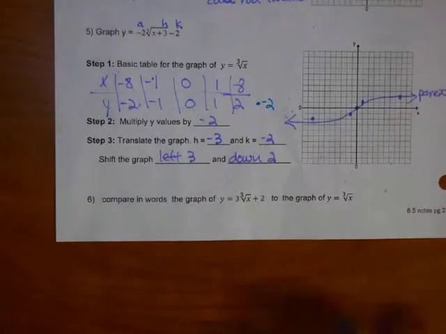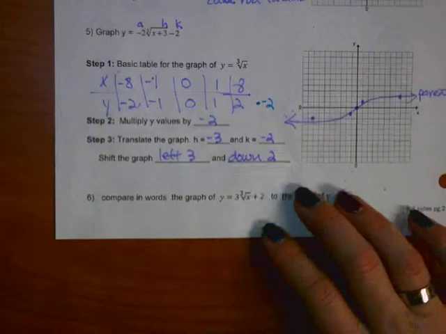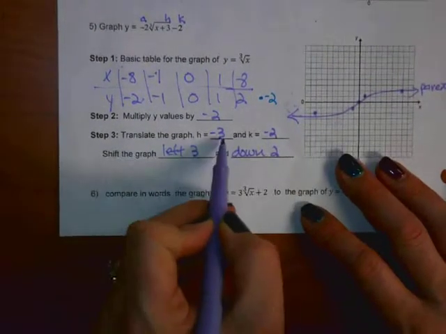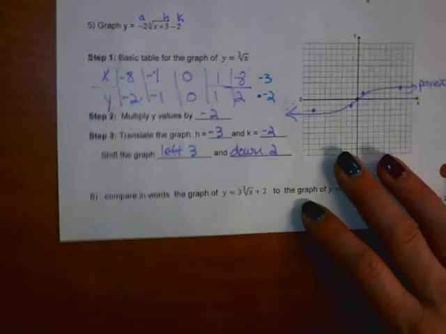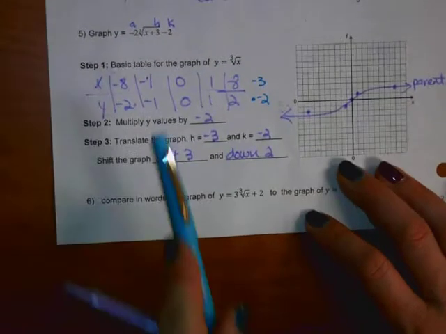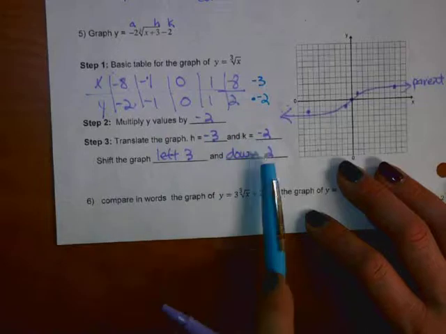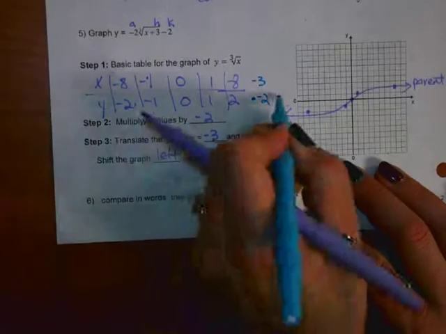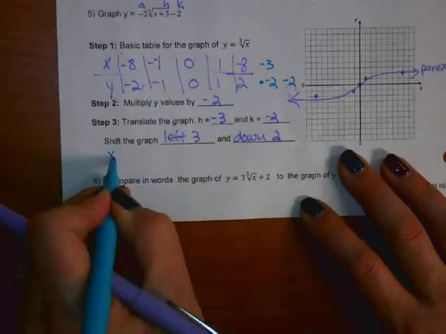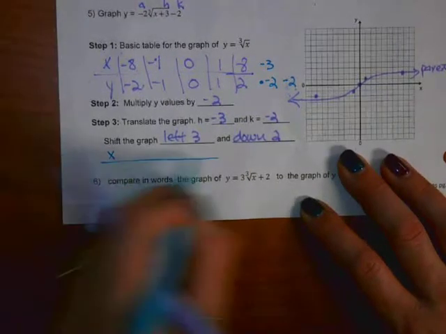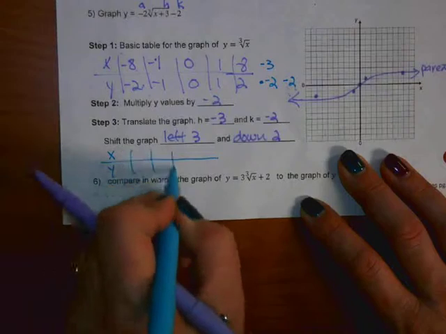Okay? So let's make our new table based on what happens here. But first I'm going to fill in here. Remember, the horizontal translation affects your x values, so you've got to subtract 3 from all your x values. We're already multiplying by -2. We also have to subtract 2 from our y values. So let's make a new table, considering those things happening.